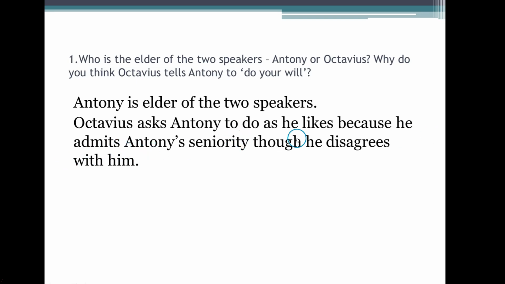So you can underline this thing. He admits Antony's seniority though he disagrees with him. So till here you can underline he admits Antony's seniority. That much is the keyword. And then though he disagrees with him, that also you can write as the answer, but no need to underline it.